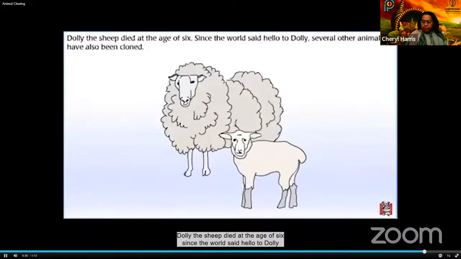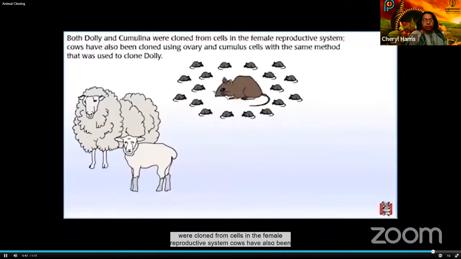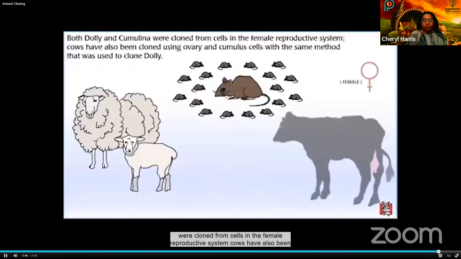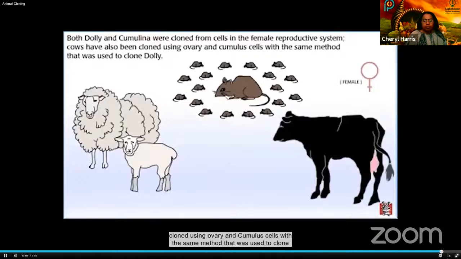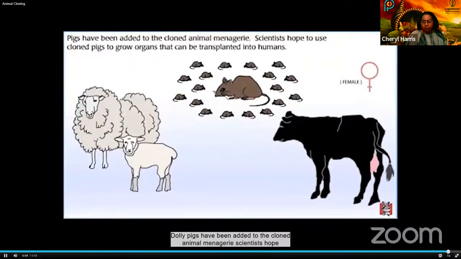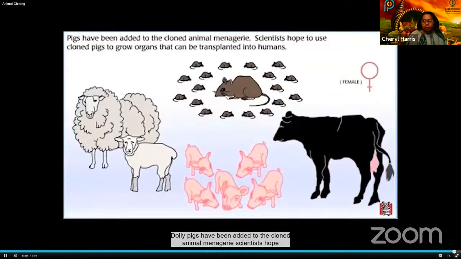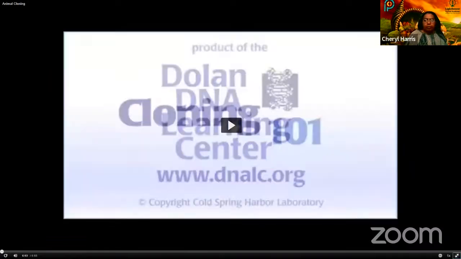Since the world said hello to Dolly, several other animals have also been cloned. Both Dolly and Cumulina were cloned from cells in the female reproductive system. Cows have also been cloned using ovary and cumulus cells, with the same method that was used to clone Dolly. Pigs have been added to the cloned animal menagerie. Scientists hope to use cloned pigs to grow organs that can be transplanted into humans. Okay. By the way, they have already started doing that.